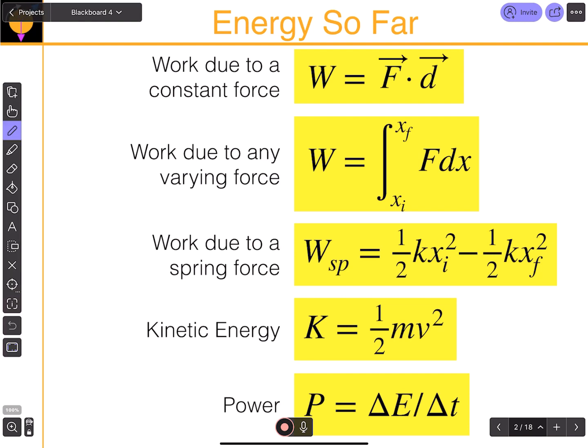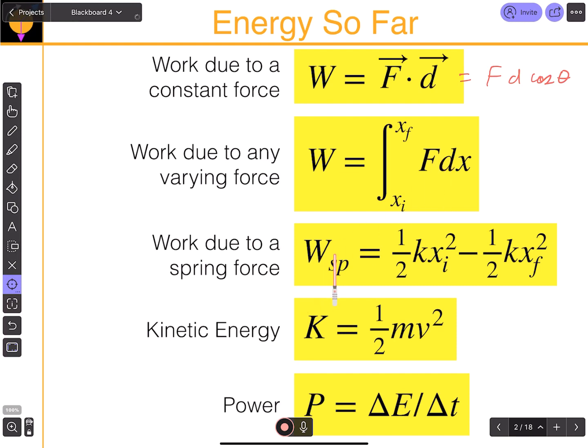It's a dot product between the force vector and a displacement vector, and when you do the calculation, it's F times D times the cosine of the angle between them. There's also the work due to a varying force. So this is general. If you have any force that changes with position, you integrate it from the initial position to the final position to get the work done.